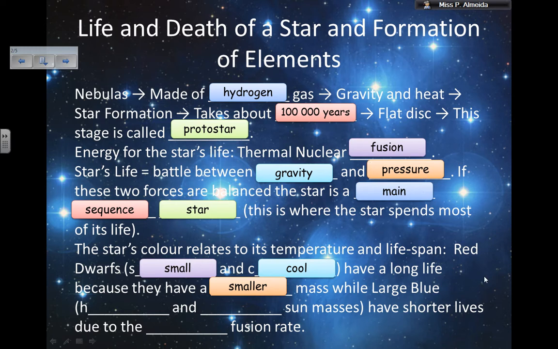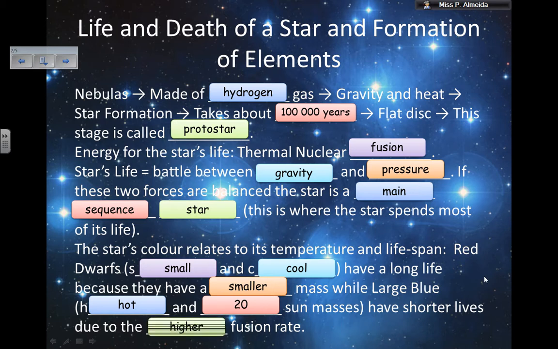However, if I get a star that, due to the amount of hydrogen it had initially, is big, so large and hot, so it has about 20 sun masses, they will have shorter lives because they have a higher fusion rate. So it means that you have more particles there, gravity is trying to compress the star further, so you need more pressure to balance that out, so you need more fusion of hydrogen to helium.